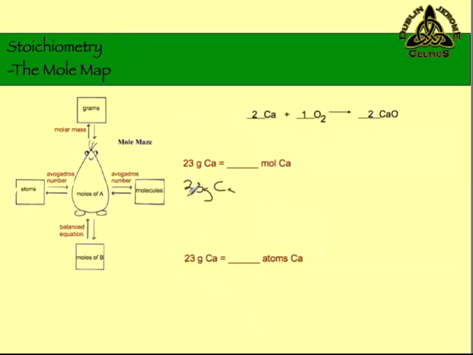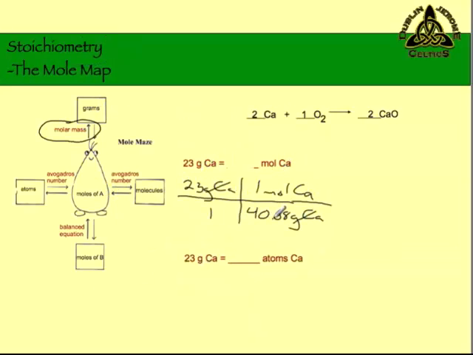23 grams of calcium. How can I convert from grams to moles? Well, if I look over here on my maze, grams to moles, I can do it in one step using the molar mass. If I look up the molar mass of calcium, I know that for every 40.08 grams of calcium, I have 1 mole of calcium. Grams cancel out, and I just got that right off the periodic table.